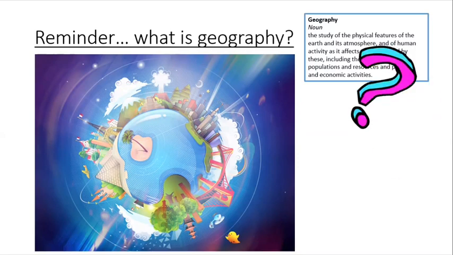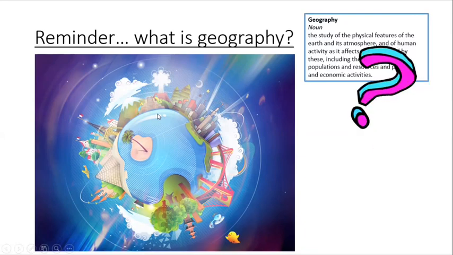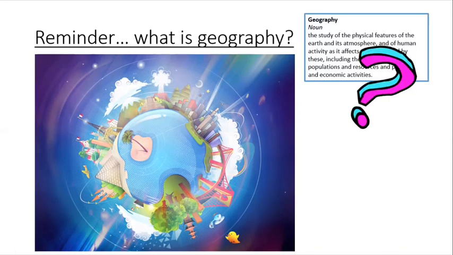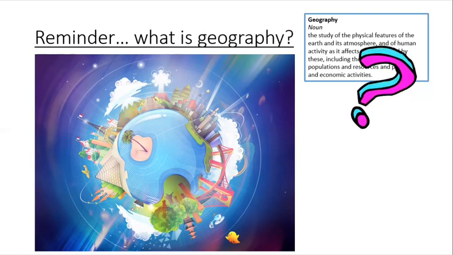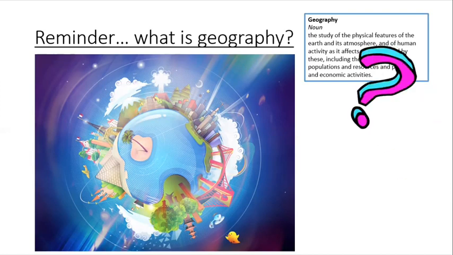And then we've also got, if you're looking at the clouds around it, the climate is another thing that would be coming under the physical features that make up our Earth. So that's all the physical part. Now the second part of that definition is talking about human activity and how it affects these. And it gave an example like the populations, for example.